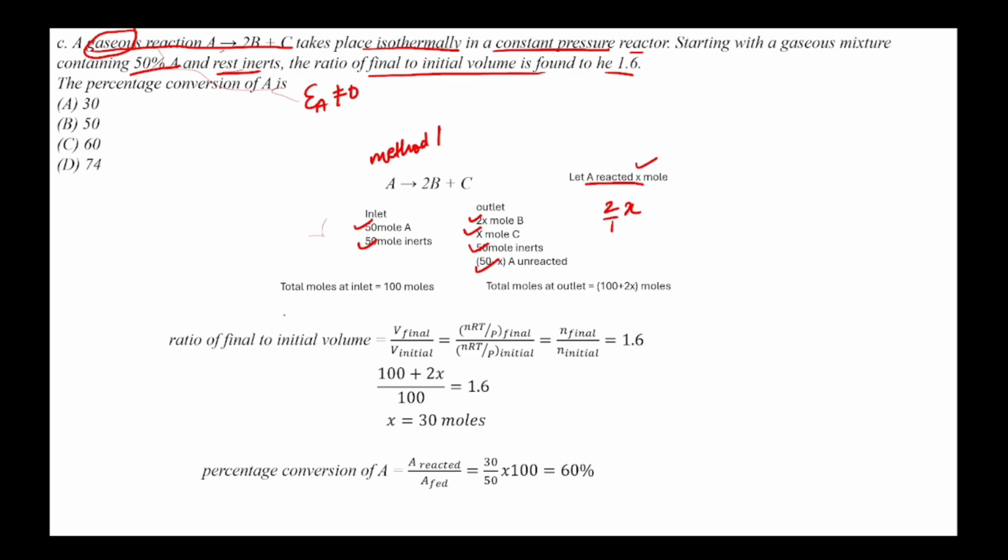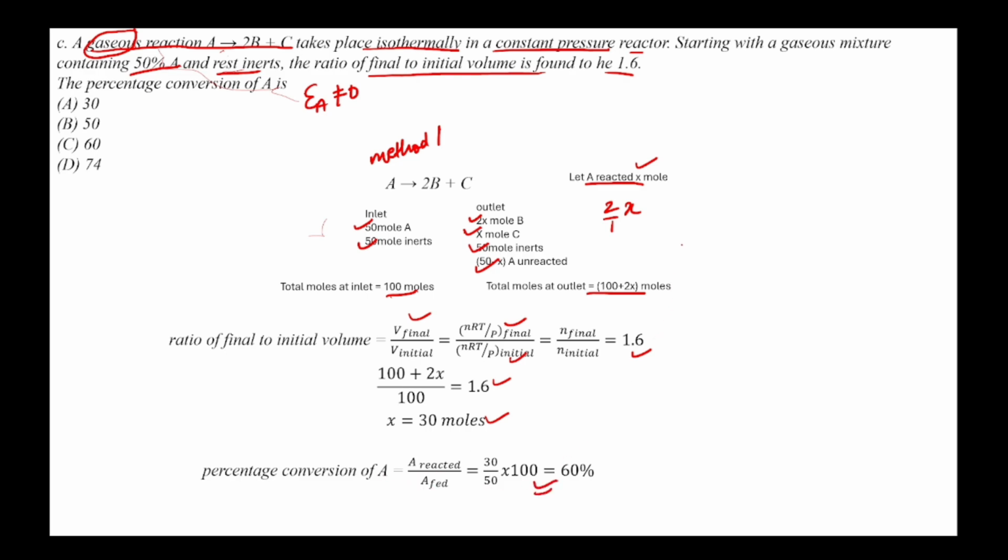Now, the ratio of final volume to initial volume is 1.6. So we can write nRT by P final upon nRT by P initial, so N final upon N initial is this. This is N final and this is N initial. So putting the value, we will get X as 30, and the percentage conversion of A is 60.